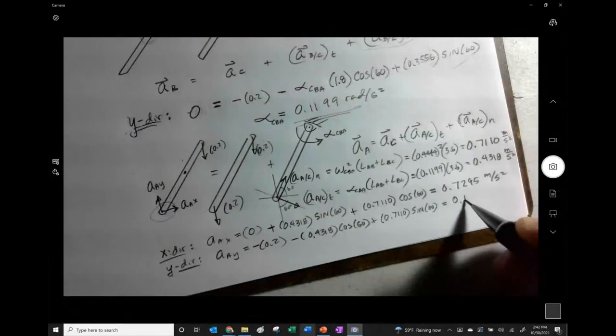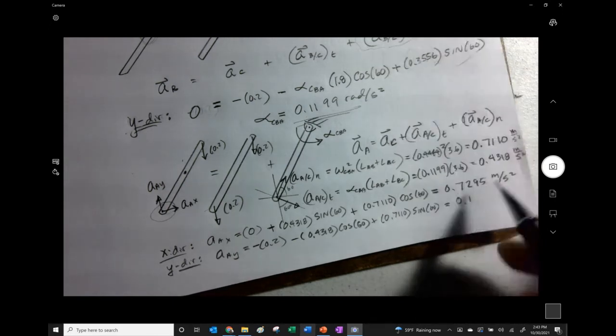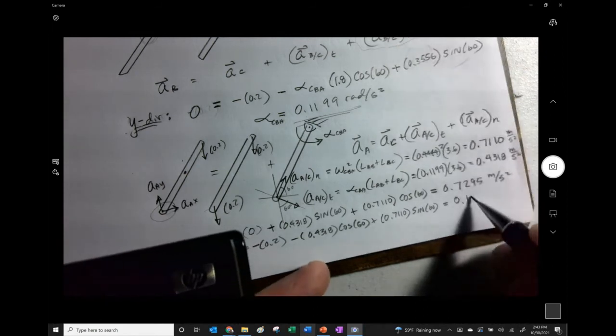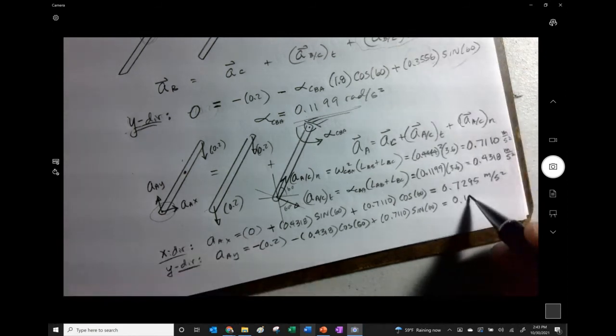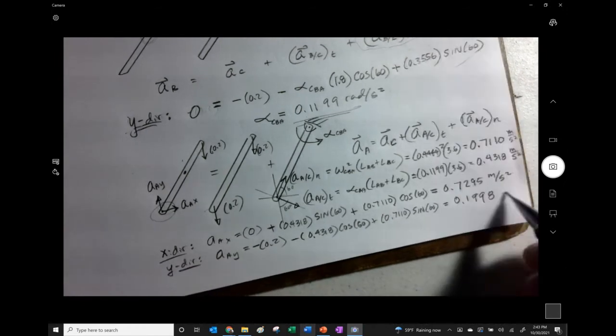0.1. See, I'm looking at this answer here, and I'm thinking I must have messed something up somewhere along the way. Yeah, this should be a larger number, I think. I'm feeling as though I messed something up right here. Let me double check that value when I get here in a second. I got 1998.